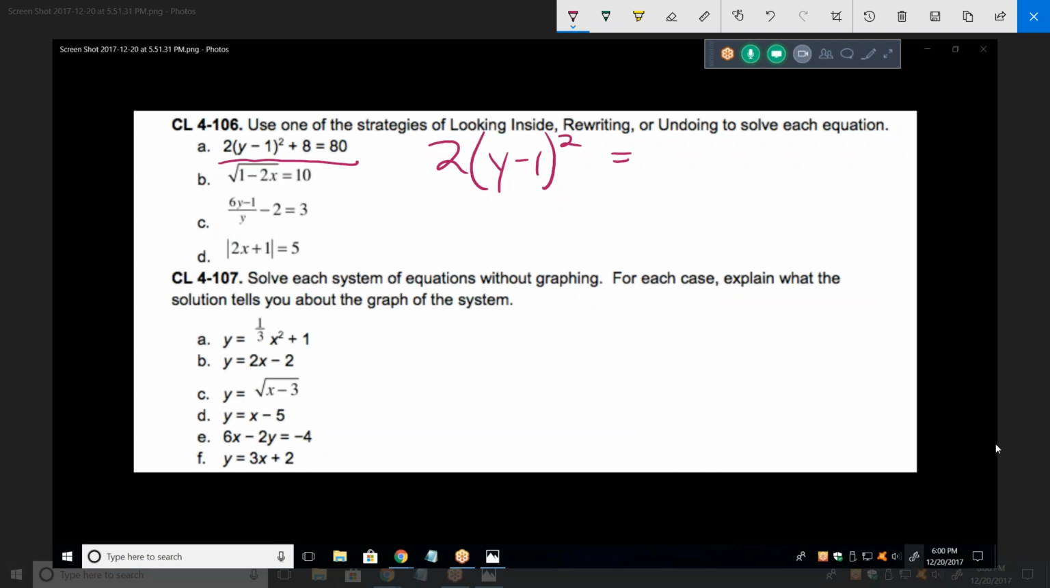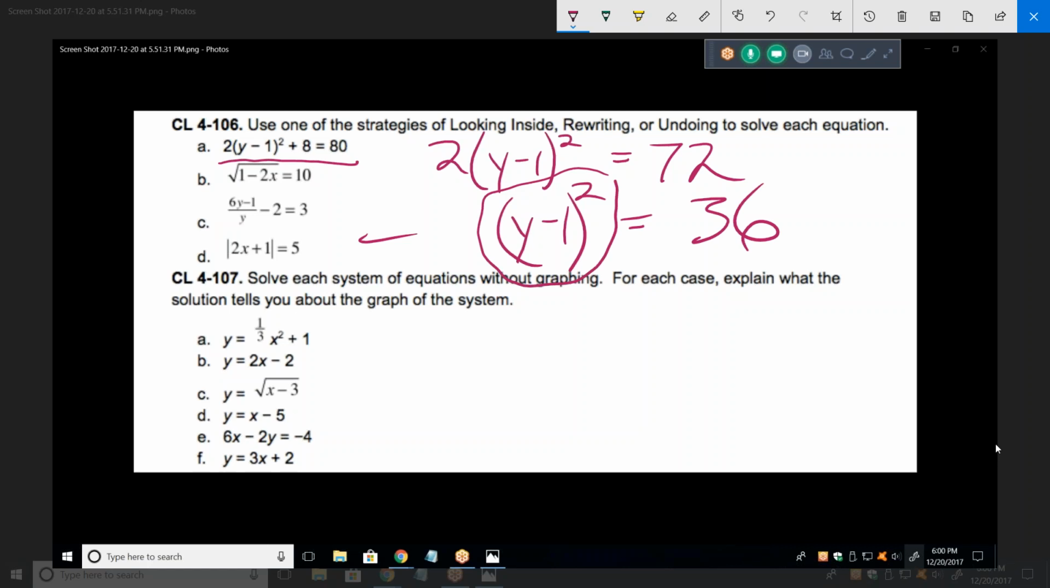We'll still be able to do it rewriting it, but let's at least keep our numbers reasonable. In other words, you're always better off with fewer and smaller numbers. And in fact, let's divide both sides by 2. Now, rewrite it. At this point, we have an option. We can take the square root of both sides, which is undoing it, or we could rewrite it. In other words, expand, which is what I suspect they mean. So y minus 1 times y minus 1.